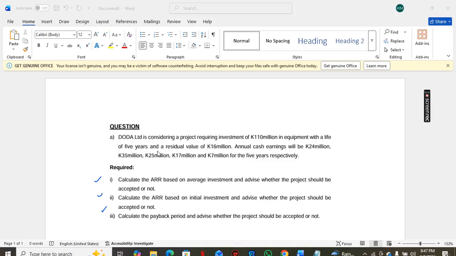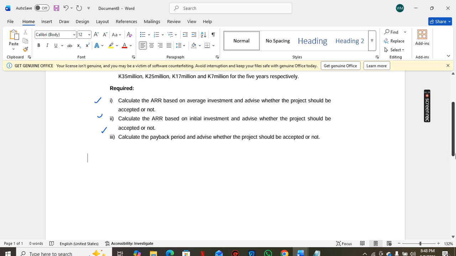life of 5 years and a residual value of 16 million. Annual cash earnings will be 24 million, 35 million, 25 million, 17 million, and 7 million for the 5 years respectively. Okay, so we're on part 3. Calculate the payback period and advise whether the project should be accepted or not.